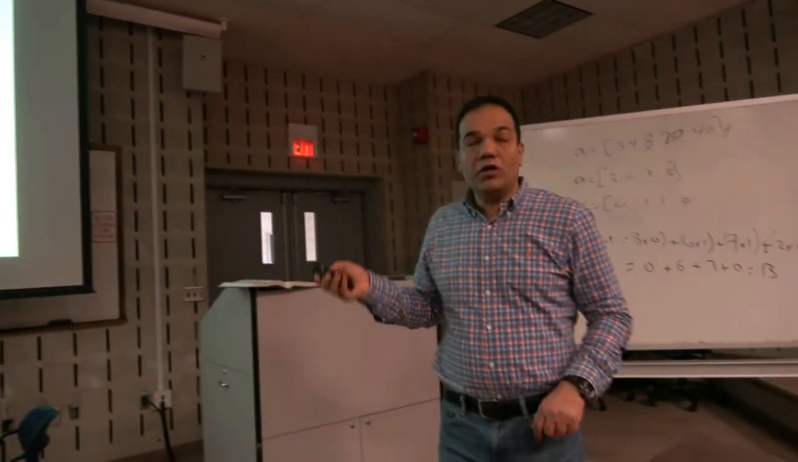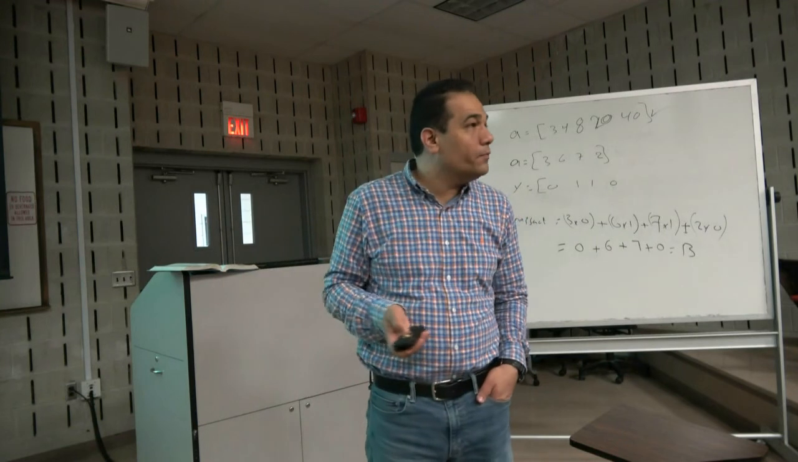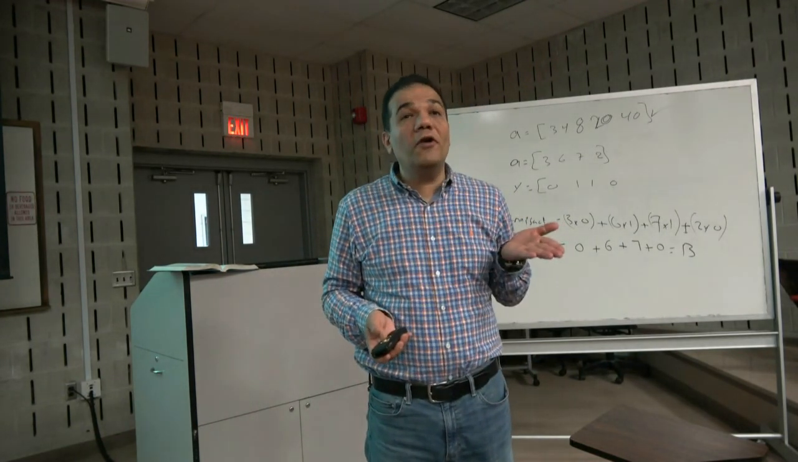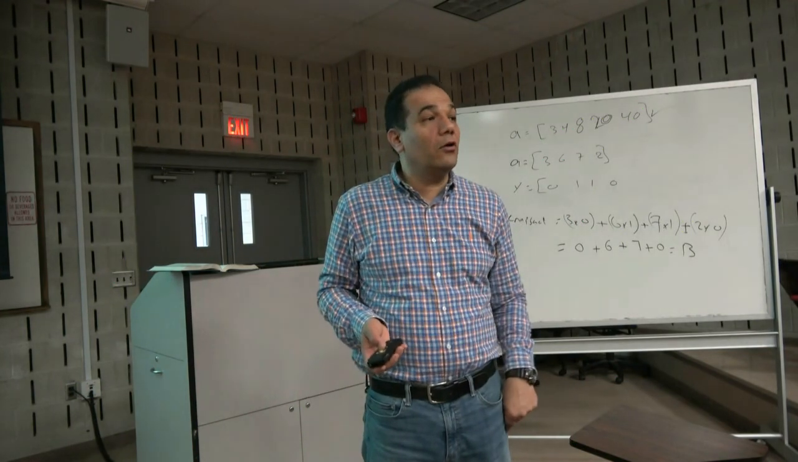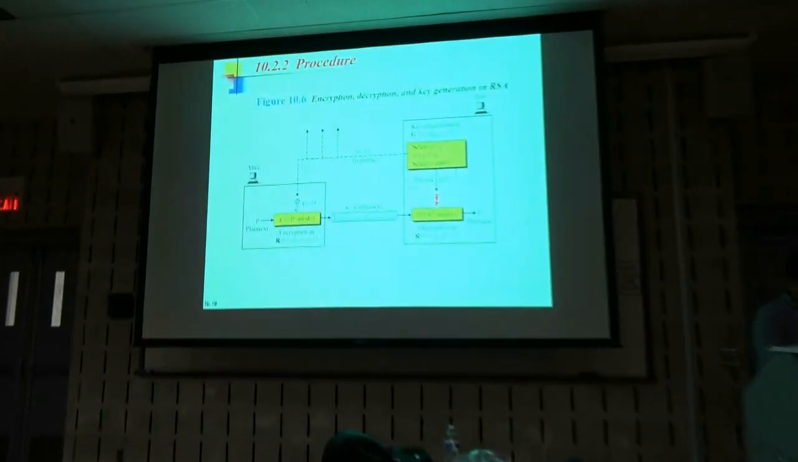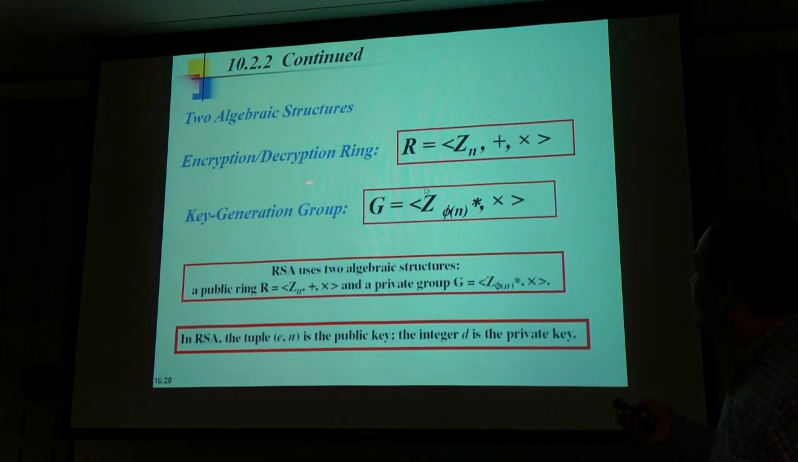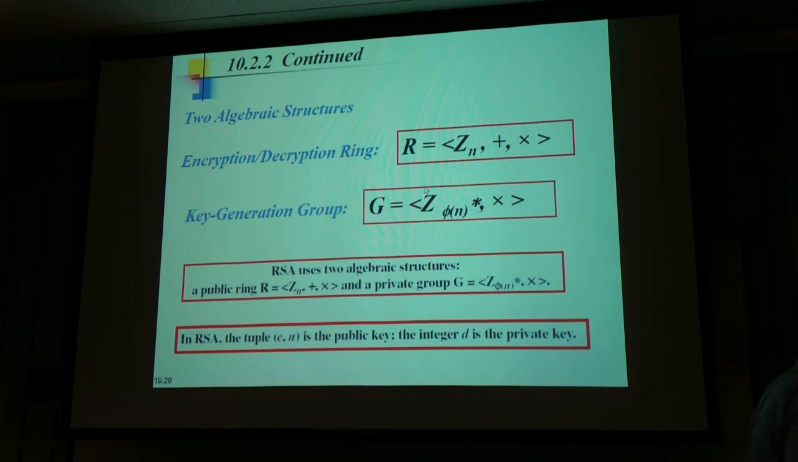So we know the algorithm for key generation, and we know the algorithm for encryption, and we know the algorithm for decryption. The only thing we need to know now is how to calculate E and D to work together. Right? We need to figure that out. So, the two algebraic structures for encryption and decryption is R in Zn with plus and multiplication, and for key generation the group is in Z phi n. So RSA used two algebraic structures, R and G. The RSA tuple E, n is the public key and D is the private key.